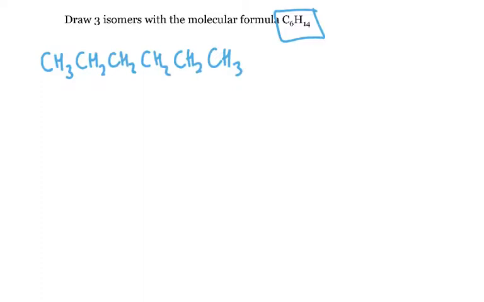Now we can draw some branched versions. Let's draw one that has a pentane for a parent chain. So CH2, CH2, CH2, CH3. So that's 5 carbons. And we'll stick a methyl group up here.